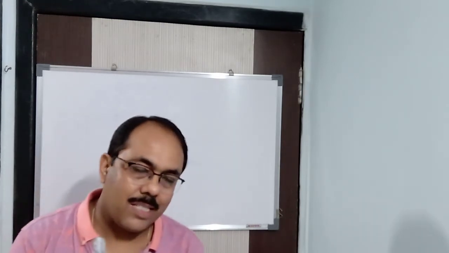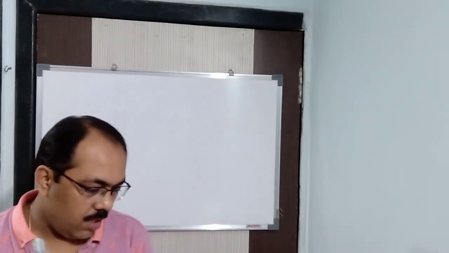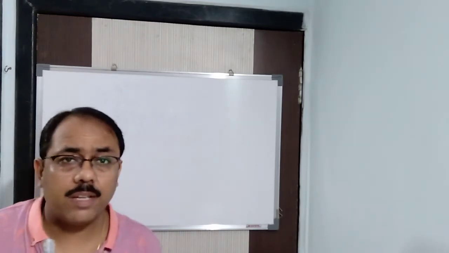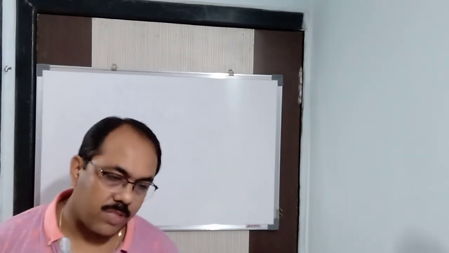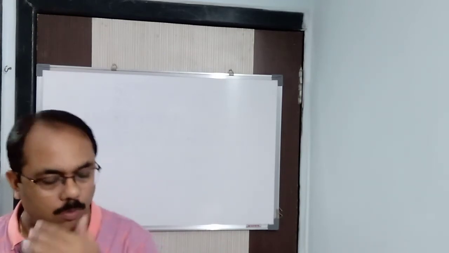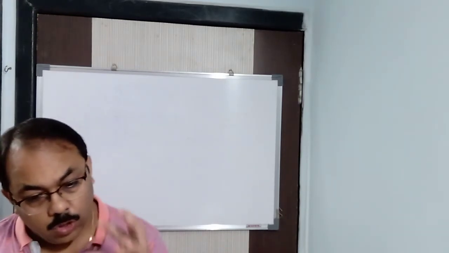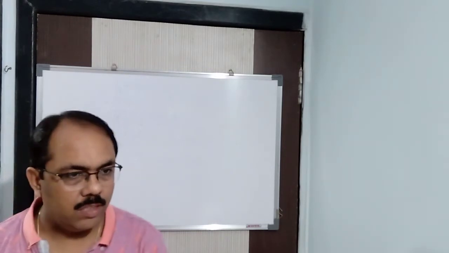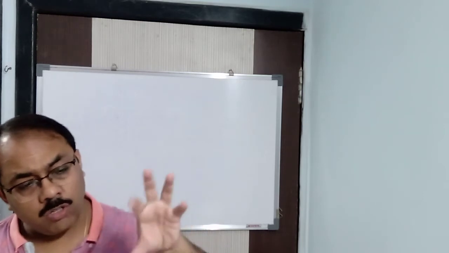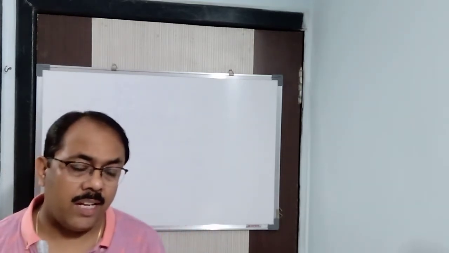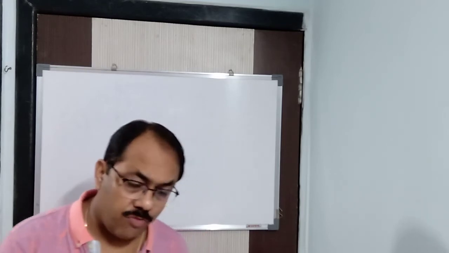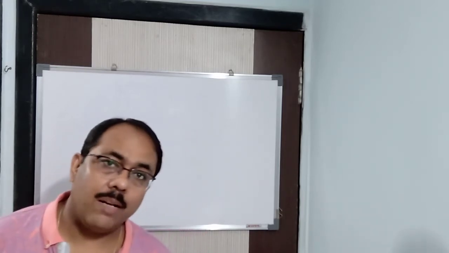So the first is the effect of substituents on the strength of carboxylic acid. What I said, effect of substituents. Now there are two types of substituents. One is the electron donor group, EDG, which is known as the electron pumping group, which donates electrons to the carboxylate ion. And another is the electron withdrawing group, that is EWG, which withdraws electrons from the carboxylate ion.